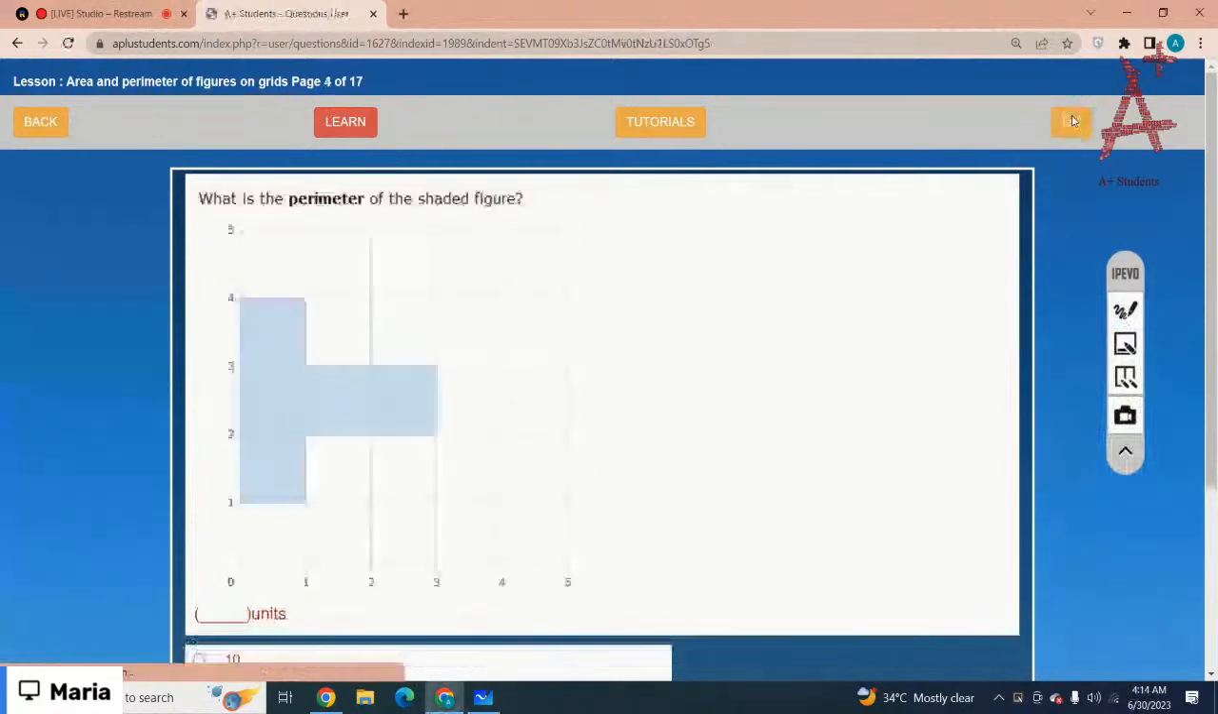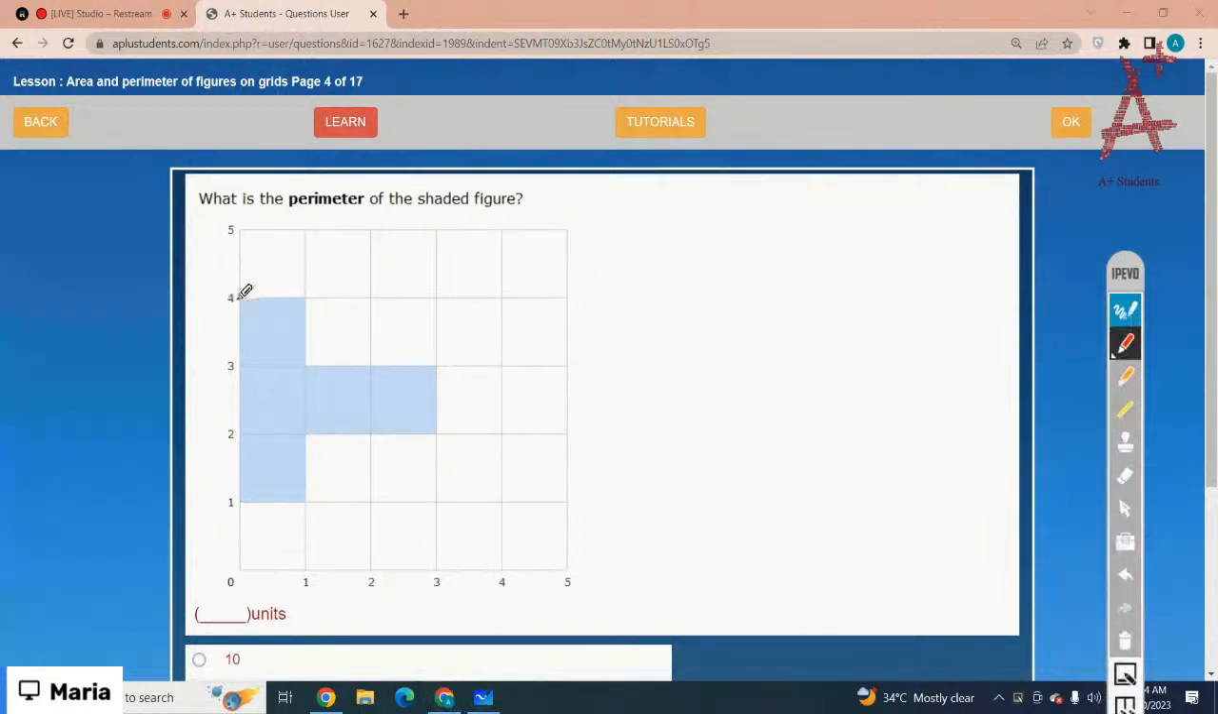Okay, the next one is what is the perimeter of the shaded region? Okay, let's just calculate the perimeter. I'm going to start from here. 1, 2, 3, 4, 5, 6, 7, 8, 9, 10, 11, 12. So it is 12. The perimeter of the shape is 12. The correct option is 12.